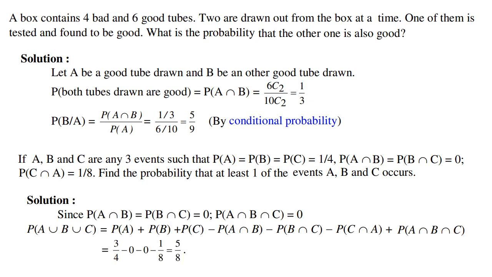Since P of A intersection B is equal to P of B intersection C is equal to 0, P of A intersection B intersection C will also be equal to 0. Then P of A union B union C is going to be equal to P of A plus P of B plus P of C minus P of A intersection B minus P of B intersection C minus P of C intersection A plus P of A intersection B intersection C. So by applying the values here, we will be getting the answer as 5 by 8.